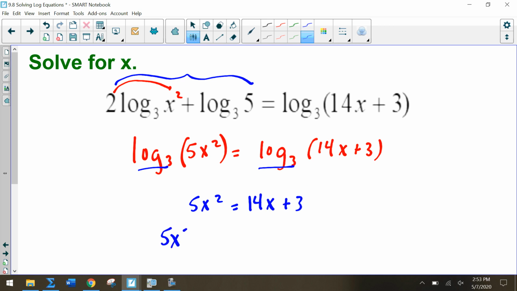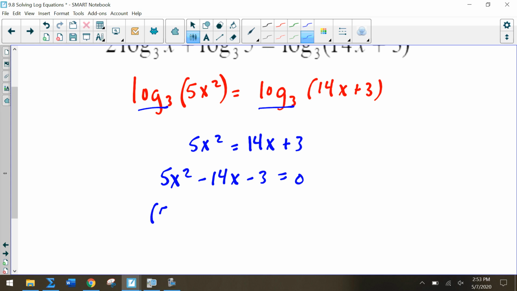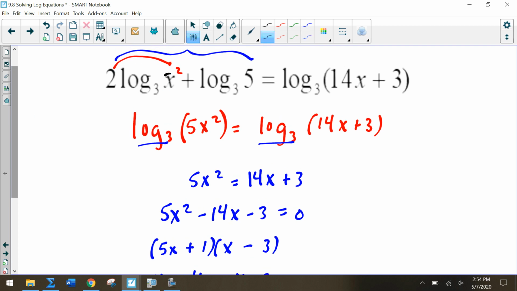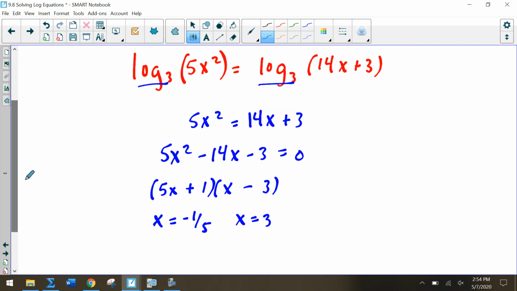And we can use the zero product property to solve, possibly. Okay. So I have 5x and 3. So we have negative 15 plus 1. So x is negative 1/5 over here, or 3. But can x equal negative 1/5? So let's go back to the problem. And when you go back to the original problem, notice how this x is by itself, and we can't take the log base 3 of a negative number, so we'll reject this and accept that answer.